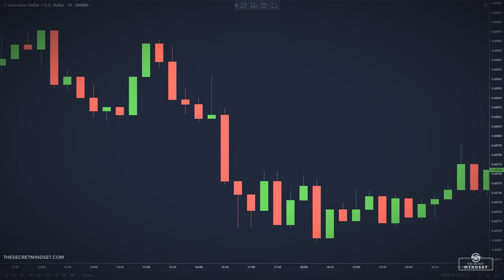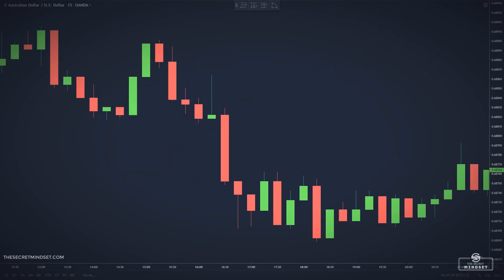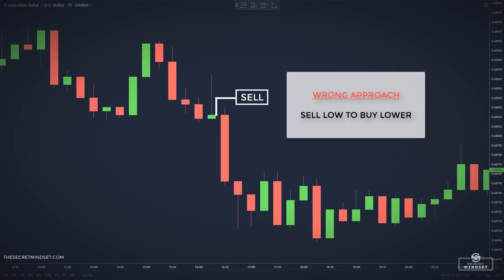Here's an example of what not to do. In this chart, the pin bar is traded as a continuation rather than a reversal, as all pin bars should be. This pin bar is a bearish pin bar, but the pin has not been traded after the price made a move higher. This pin bar has been traded to see if the price can continue to move lower. If you decide to trade this pin bar, you will be selling low and hoping to buy back even lower, which is the wrong approach.